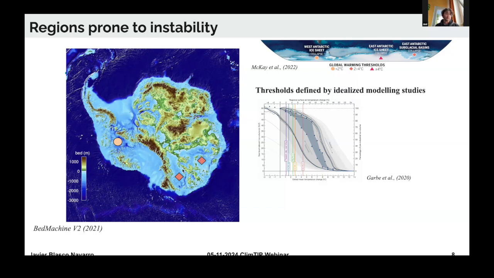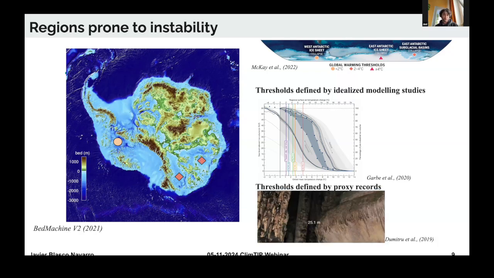Another way to define these thresholds is through proxy records. For instance, this is a cave in Mallorca, and in this cave in Mallorca, they could infer the sea level stand during different periods. In this case, they estimated, this is during the Mid-Pliocene period, I will come to this later, that sea level had to be around 25 meters higher than present day. And then they can date it, and that's when they say that these sea level records belong to the Mid-Pliocene period. So we know that if sea level was 25 meters higher than present day, then Antarctica had to cross several tipping points.